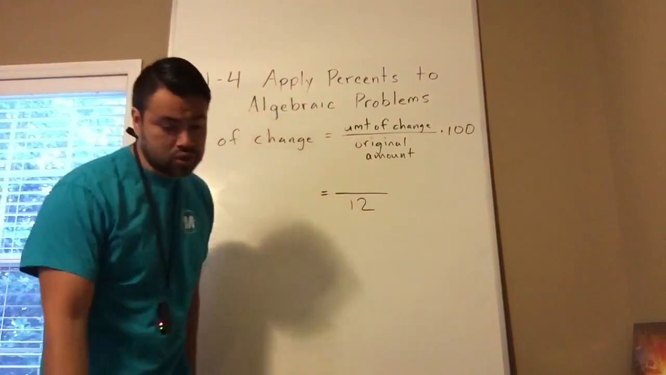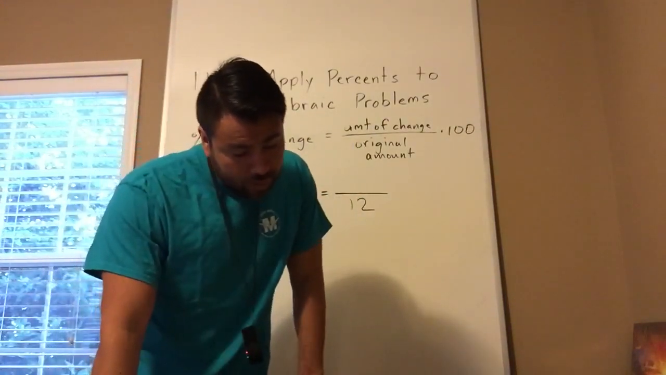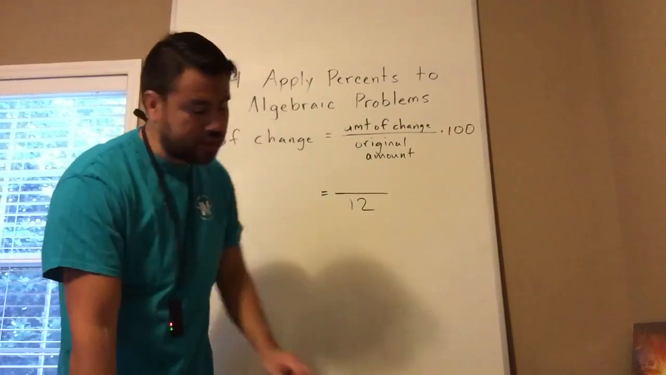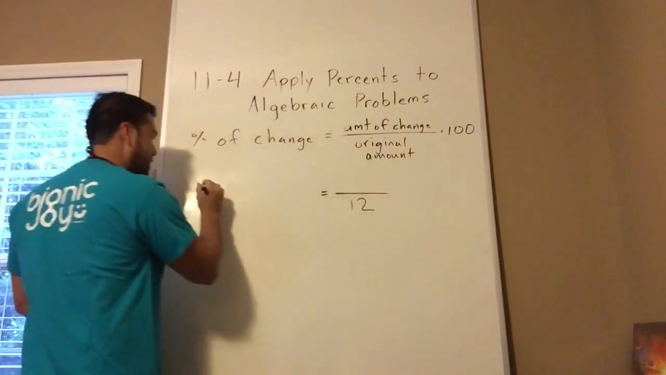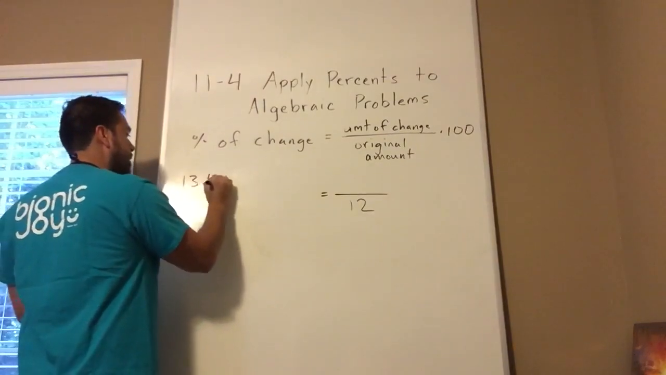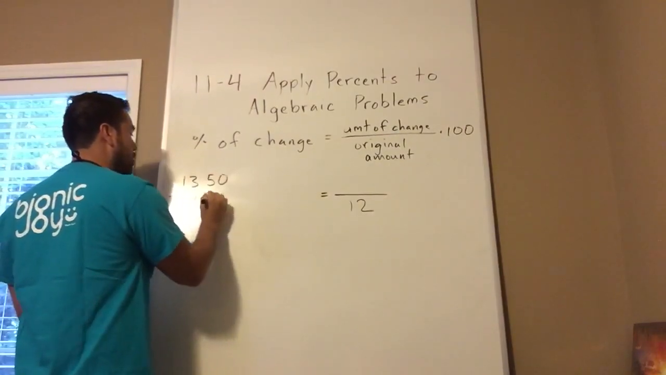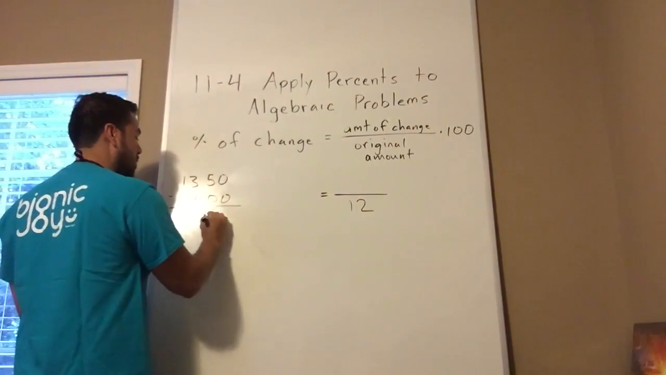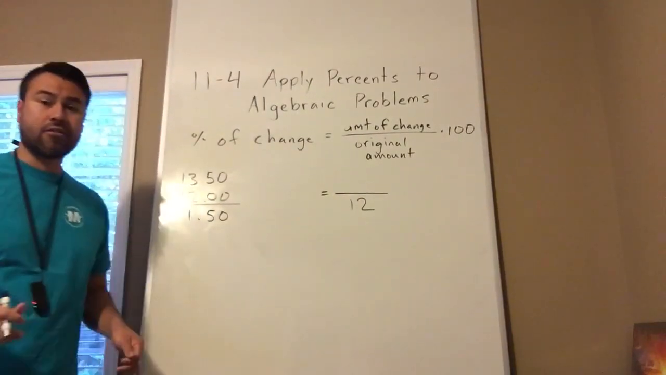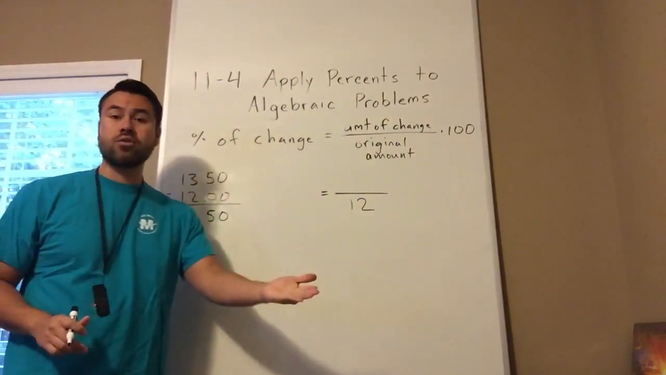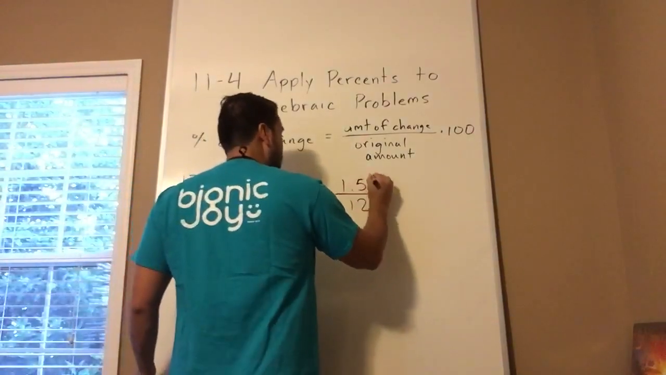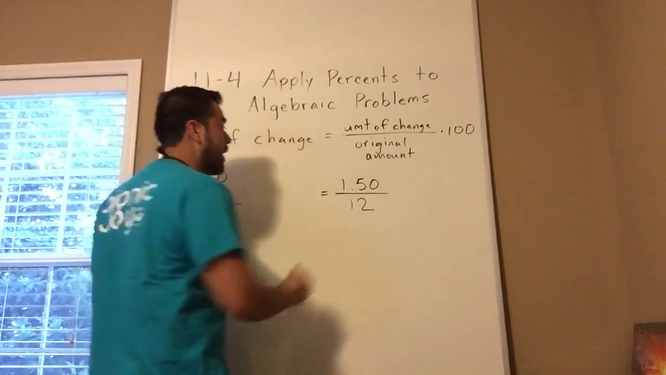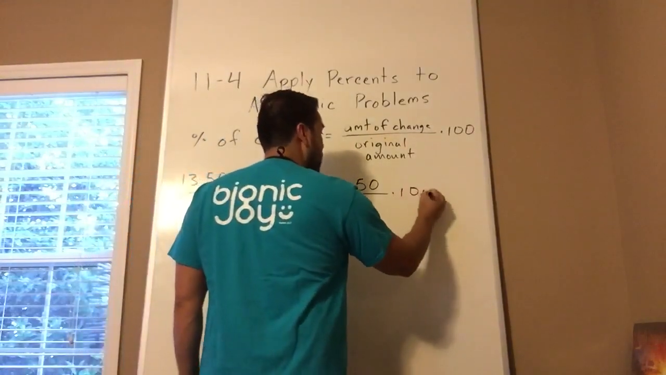His original amount was $12 an hour. 1 year later he earns $13.50. So the amount of change is found by taking the new amount and the original amount and subtracting those, right? It's a 1.50 difference. If he was paid $12 and now he's paid $13.50, it's a 1.50 change. And then I have to multiply that by 100, and then I'll give you my answer.